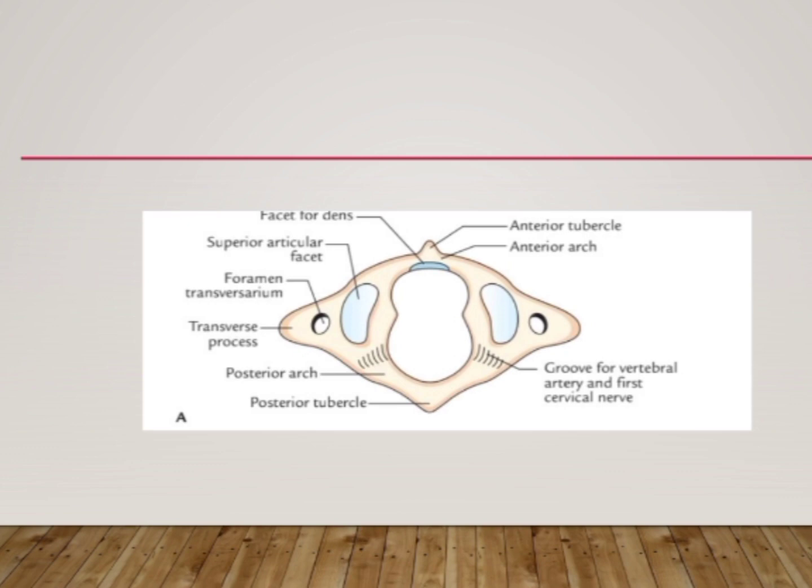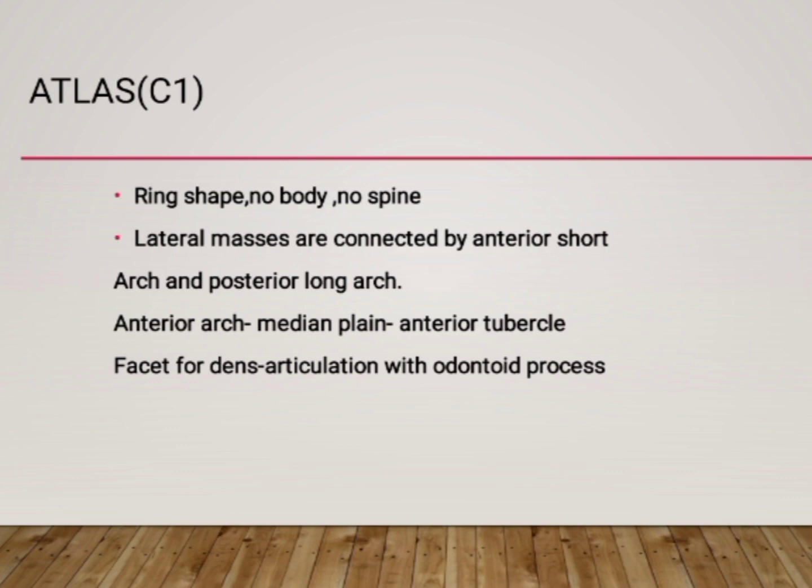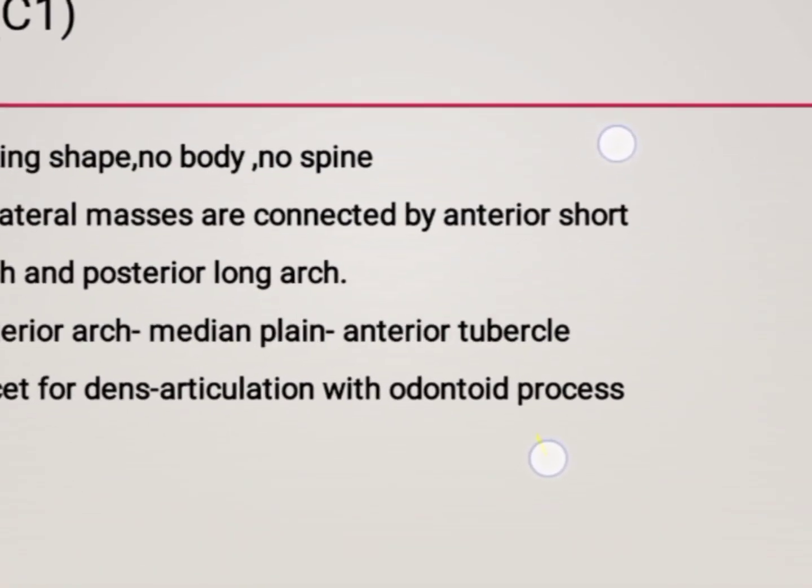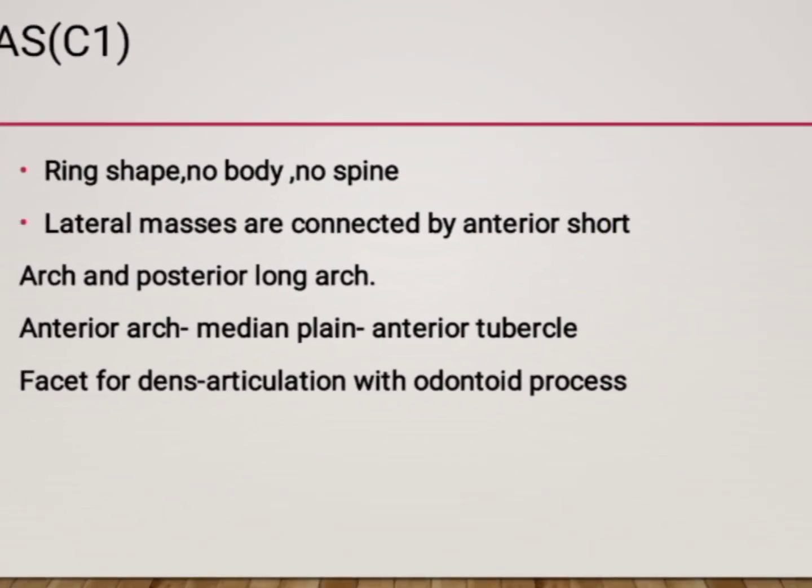It is known as atlas because it supports the globe of the head on its shoulder. According to Greek mythology, Atlas is a god who supports the globe of the earth on his shoulder. And the important features of the atlas are what I am sharing in this PPT. It is ring shaped, and has no body and no spine.